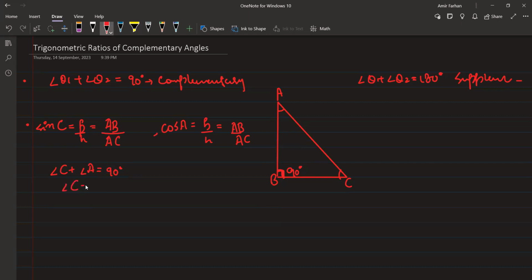So can I write this as 90 minus A? Yes or no, Adil? Are you sure? Okay, very good. So Adil, can you put this C as 90 minus A here? 90 degrees minus A is equal to AB by AC. Yes or no, Adil? And now can you put AB by AC equal to cos A here? Yes or no, Adil?